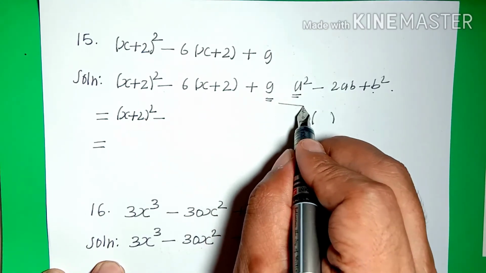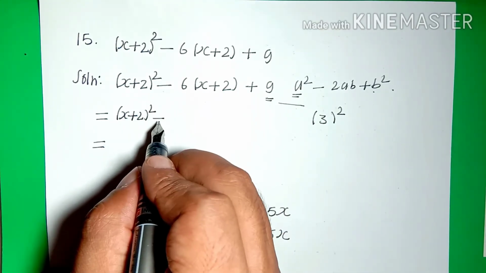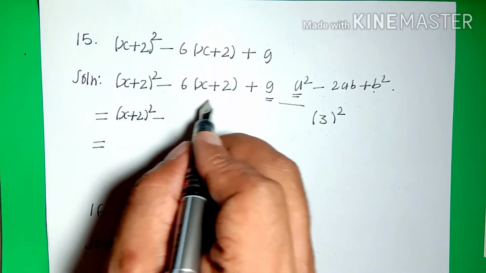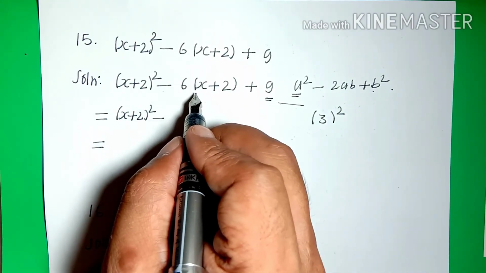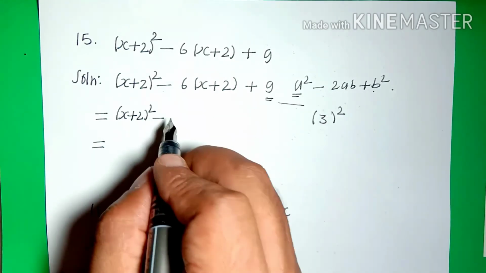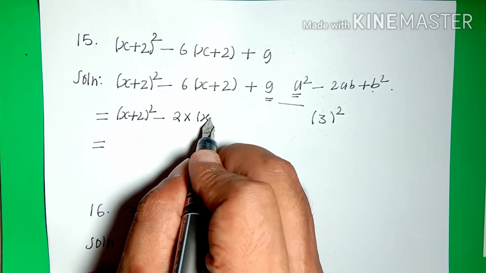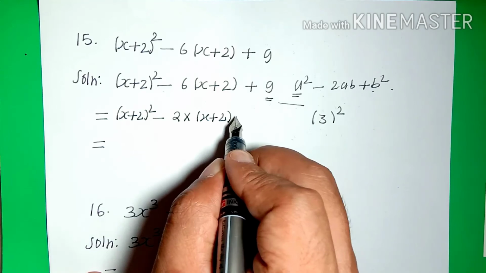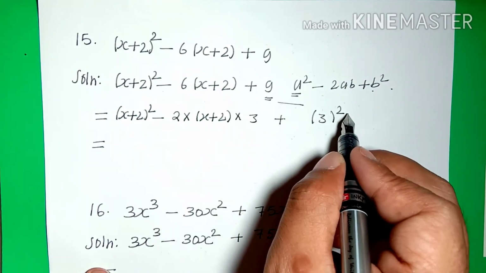So that is 9, a perfect square of 3 square. Now the same sign we have dropped here. Now we don't need to worry about the middle term. Automatically we get this factor here. So a square minus 2ab. So 2 into a, a means the factor x plus 2, into b. B means only 3, plus here b square.